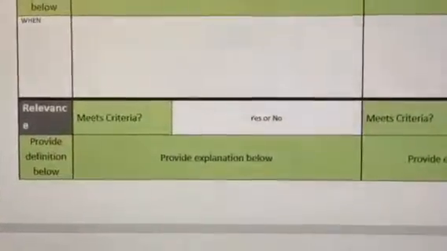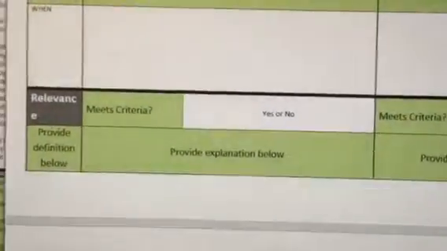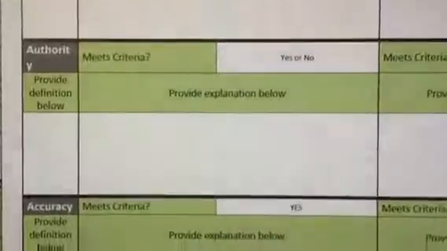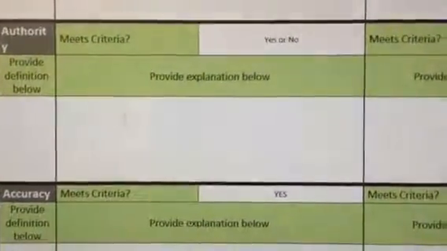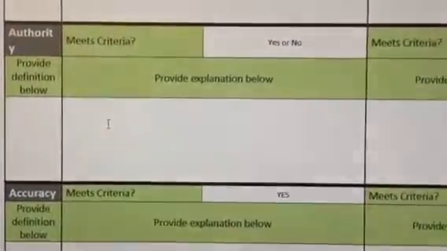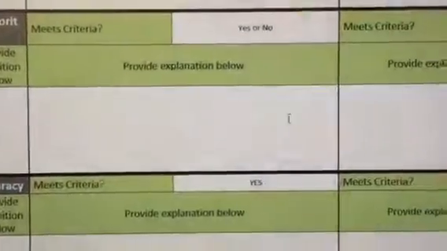Okay, for relevance, remember to follow that sheet. Is this relevant? Does it provide information that's relevant to my topic? Sometimes people evaluate something and it's really not relevant. The authority: does this person have any credentials? You actually have to put the definition only once here, and here you are going to need to provide your explanation for the first article.